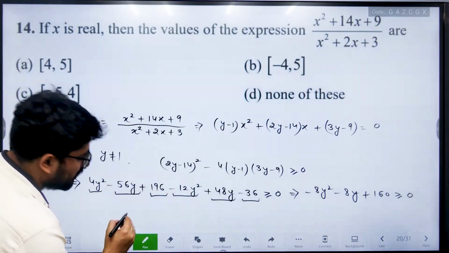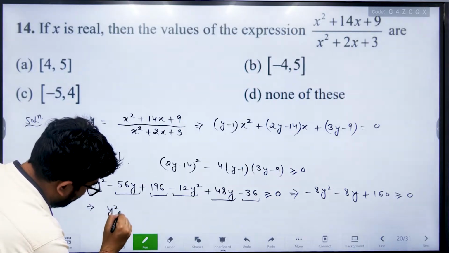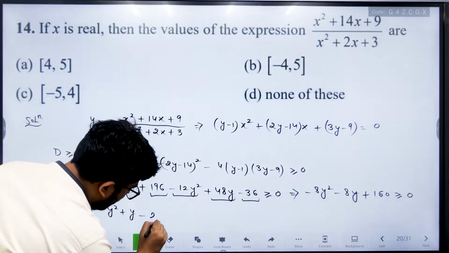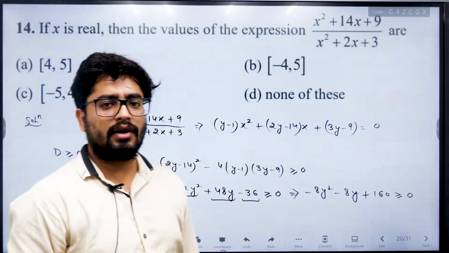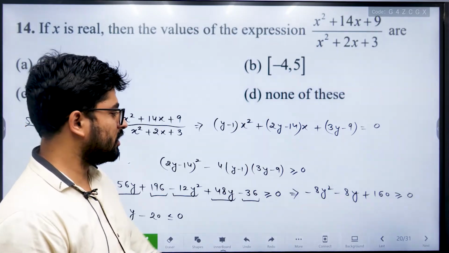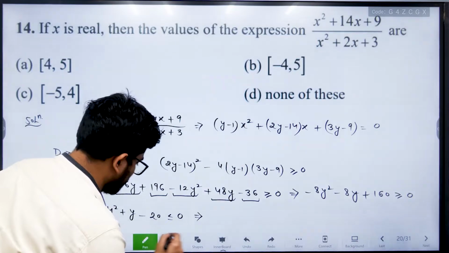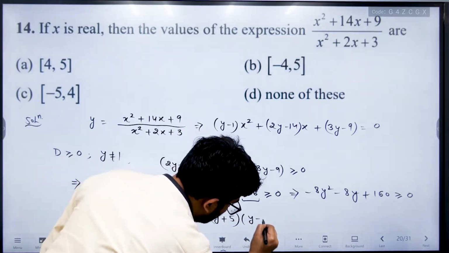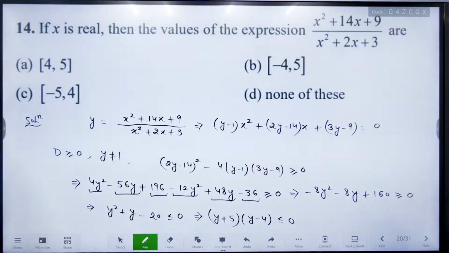Okay, so this thing, divide by minus 8, so you'll get y square plus y minus 20 is less than or equal to 0. Yes, during division with a negative number, the inequality gets reversed. So from here you can say this is (y plus 5)(y minus 4) less than or equal to 0. Yes, y square plus y minus 20 is less than or equal to 0.